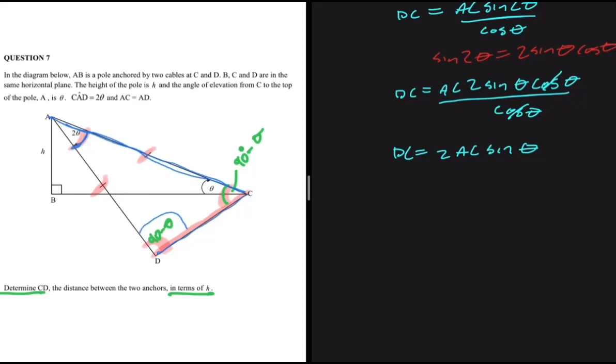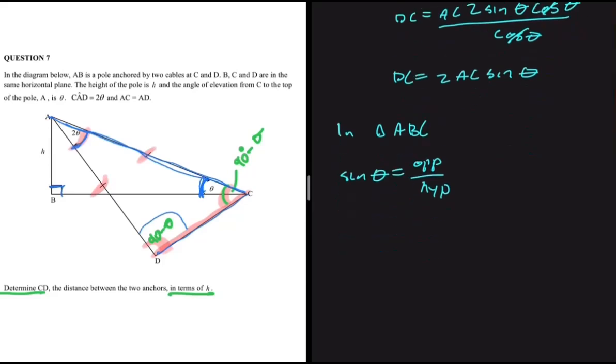So to find AC, we're going to regard triangle ABC. In triangle ABC, we have 90 here. Here we have an angle theta. So we can use that angle. We can say that sine of theta is equal to the opposite divided by the hypotenuse. Here you can see now our hypotenuse is going to be AC, right? So we're basically done with the problem.